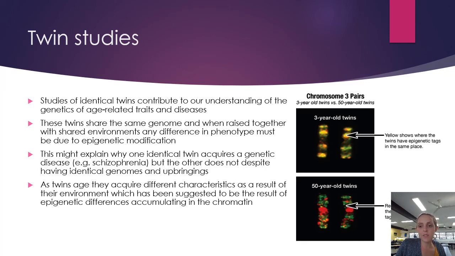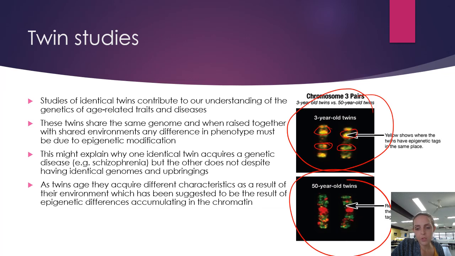Now, often these differences in epigenetics happen more so over time, because as the human ages, they get different characteristics because of the environment and any possible changes that might make to the chromatin structure, which we just spoke about. On the right here, this is a chromosome, looking at chromosomes across 3-year-old twins versus 50-year-old twins. The yellow here is where the twins have epigenetic tags in the same place, so they would share very similar traits on those chromosomes. However, over time, with the 50-year-old twins, the red and green is where they have the epigenetic tags in different places. So you can see that they don't line up the same way as they did when they were 3.